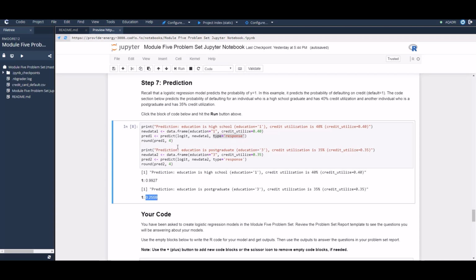Okay, so this prediction works very similar to how it was before. We've only added type equals response so that you can see your probabilities. Otherwise, you can always use type equals class, and then the predictions would be labels, either 1 or 0. So this pretty much concludes the lecture this week.